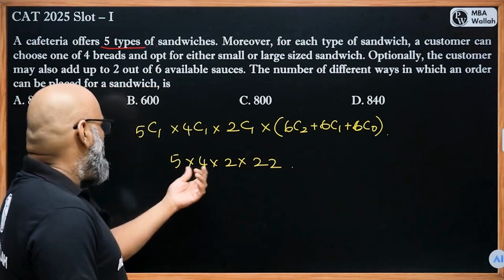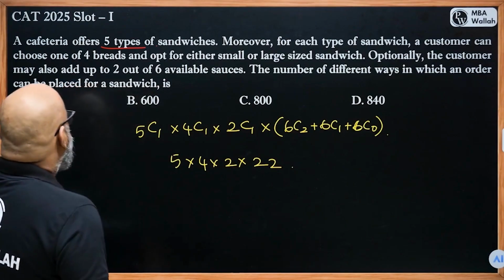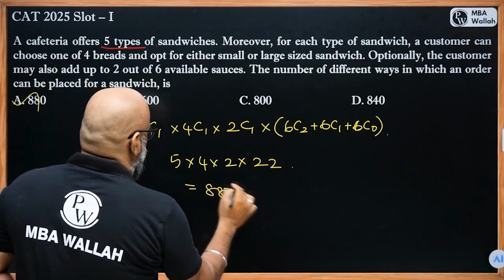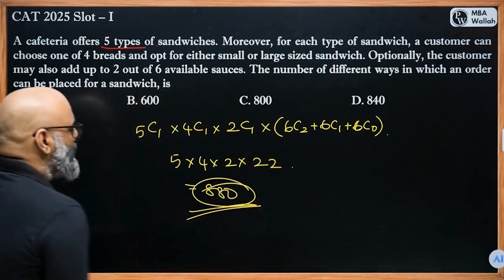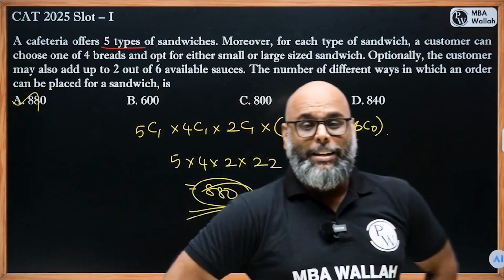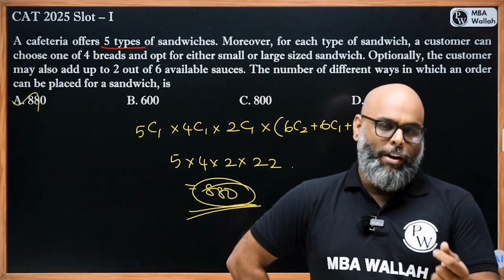This is 20 into 2 is 40. 40 into 22 is 880. And that will be our answer. One question, despite the fact number theory is challenging, these are questions that will easily give you those 3 marks in a very short span.